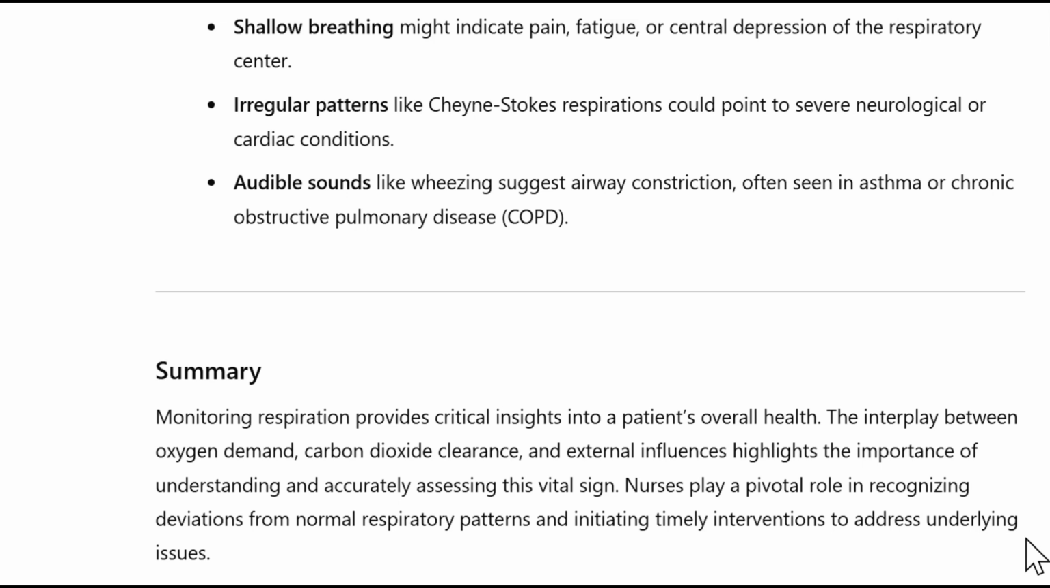Summary. Monitoring respiration provides critical insights into a patient's overall health. The interplay between oxygen demand, carbon dioxide clearance, and external influences highlights the importance of understanding and accurately assessing this vital sign. Nurses play a pivotal role in recognizing deviations from normal respiratory patterns and initiating timely interventions to address underlying issues.